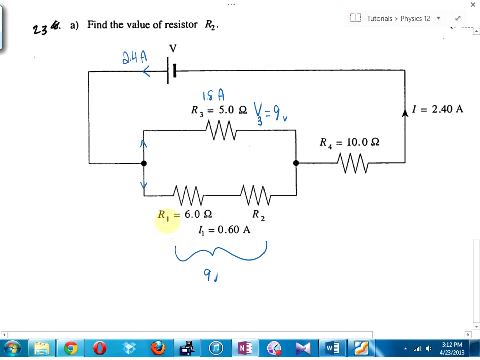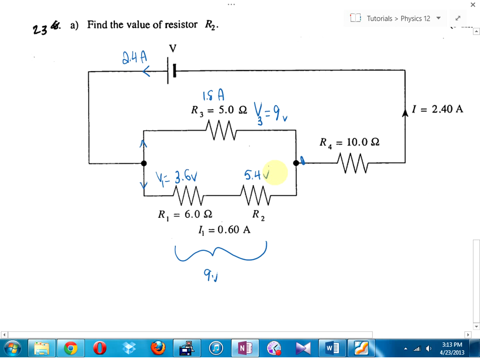Oh, and I know 2 down here as well, don't I? It's 6 times 0.6. You know what? This is 3.6 volts, and you've just told me, how do you know, by the way, that they add to 9 volts? Because if we can shake hands and meet up, there's my analogy, they must go down the same drop in height. So this must be 5.4 volts. Oh, do you know the current in R2?